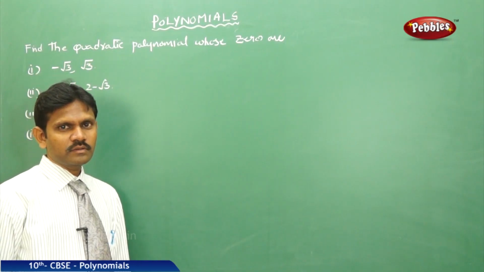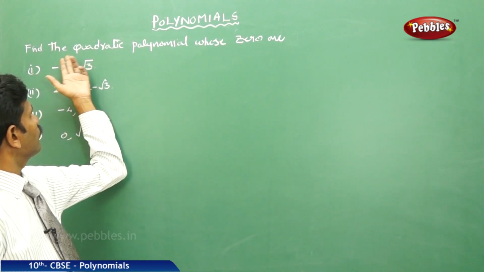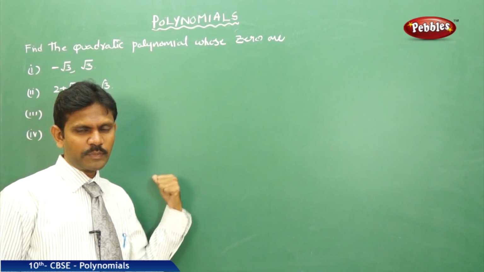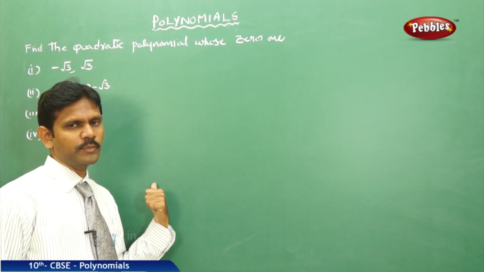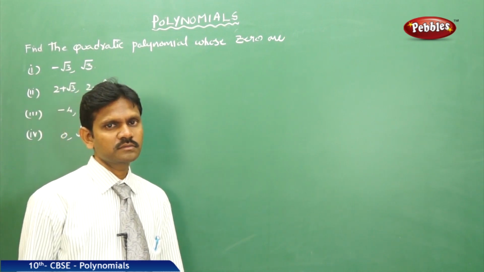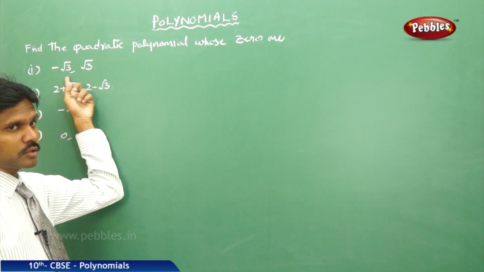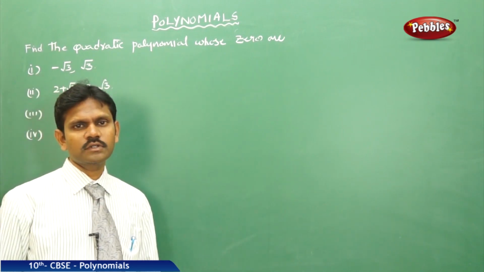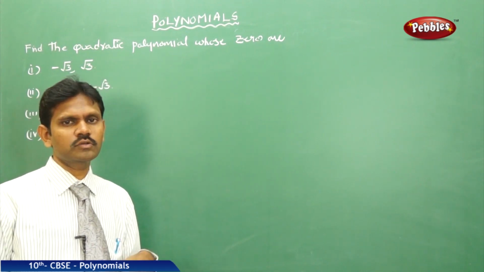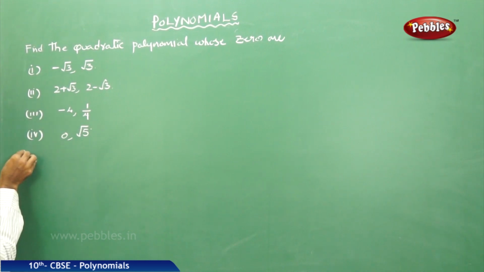Okay, our next important topic from polynomials is to find the quadratic polynomial whose zeros are given. In our past class we discussed how to find the zeros of the quadratic polynomial ax square plus bx plus c. But here the zeros are given, and now we have to find the quadratic polynomial. The question to answer part is over. Now we are going to answer to the question part. Okay, let us see the first example.